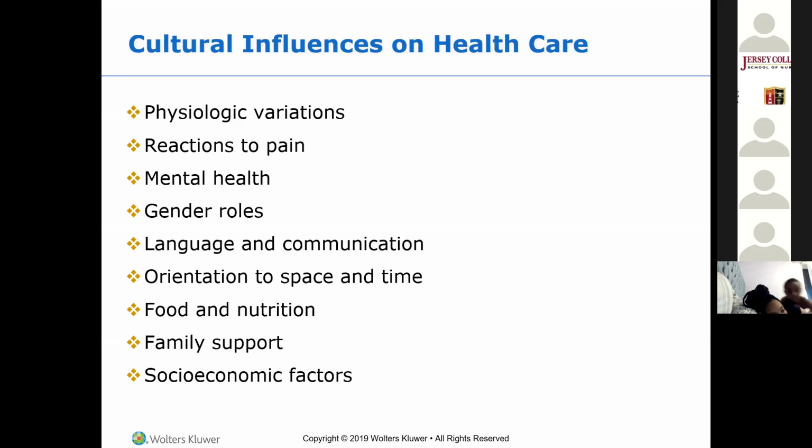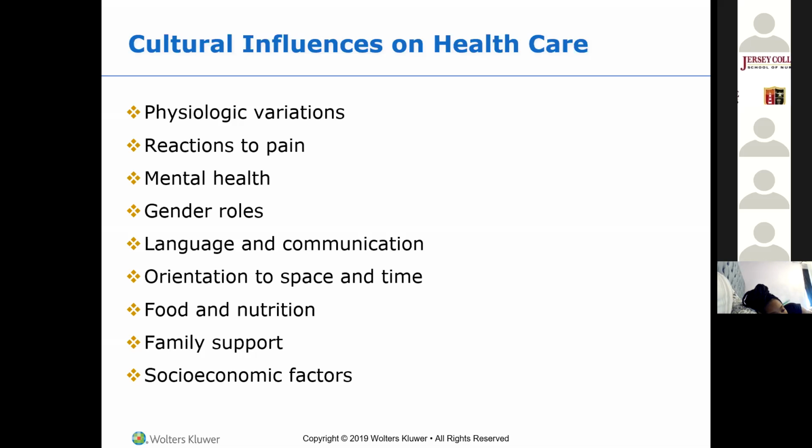Orientation to space and time. Everybody's level of space is different. In this country, most of the time, we like to have that 3 feet of space around us, 6 feet even now, in the virus environment. But with a lot of friends and families, that space is cut way down.